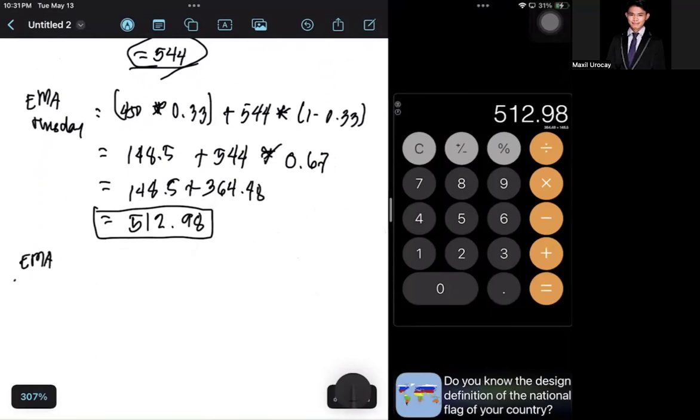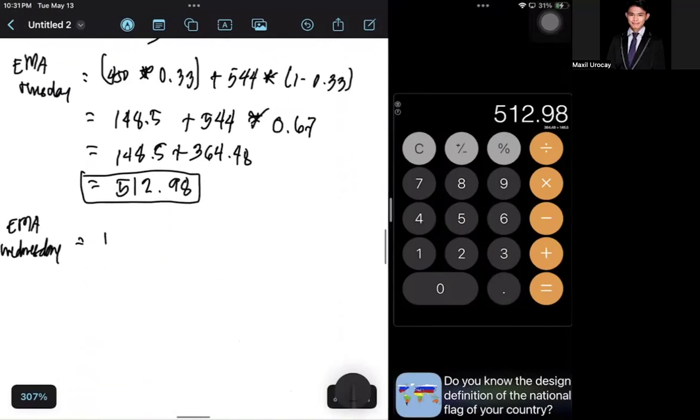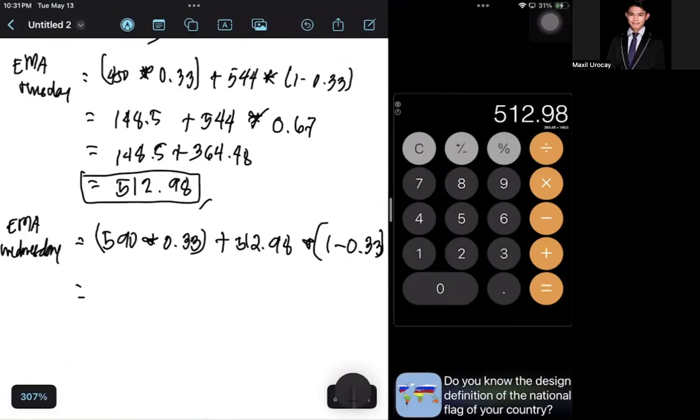Now we'll calculate the EMA for Wednesday as well. For Wednesday, what is the value of today? That is 590, times 0.33, and then you have to add that to the previous data, which is 512.98, the EMA yesterday, times 1 minus 0.33. So definitely the same thing will happen. That is 590 times 0.33, which is 194.7, plus 512.98 times 0.67.